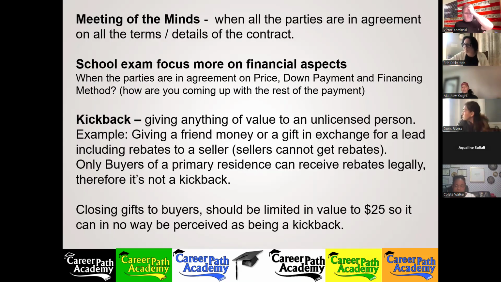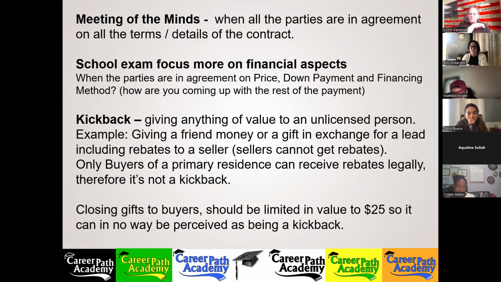And we can't give rebates to sellers. So therefore, giving any money back to a seller is illegal. That's a kickback. And only buyers of a primary residence can legally receive rebates. And even in that case, we're not paying them directly. It's a direct reduction from our commission before we ever get paid.